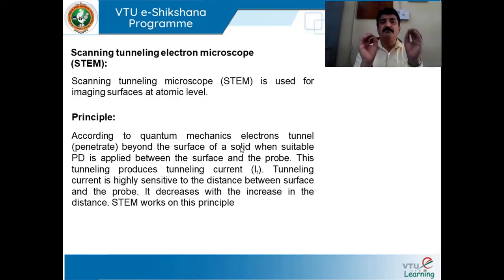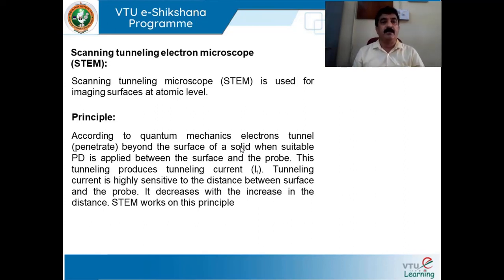Tunneling of electrons is a purely quantum mechanical concept. It is not at all there in classical mechanics. No electron can just pass without any medium. Of course, they flow provided you give sufficient energy. That is totally different; that I call emission. Here, tunneling means they go in a particular direction and they establish current.